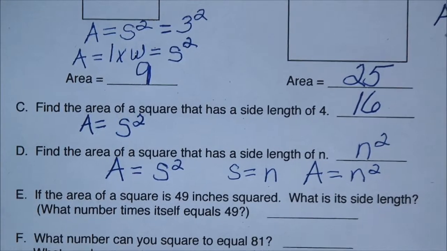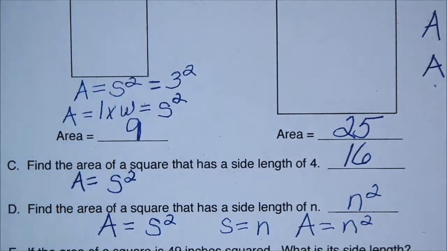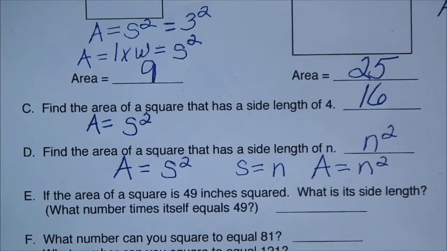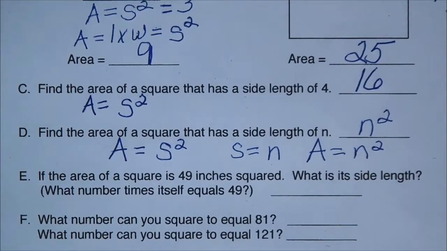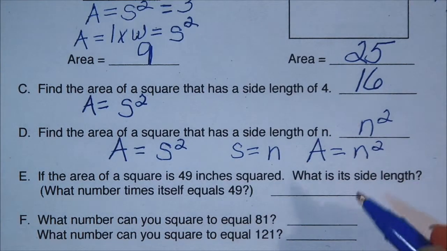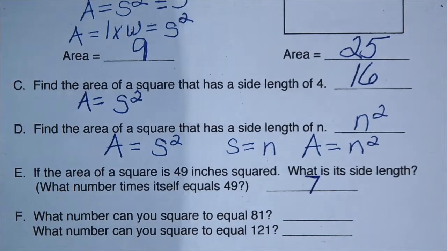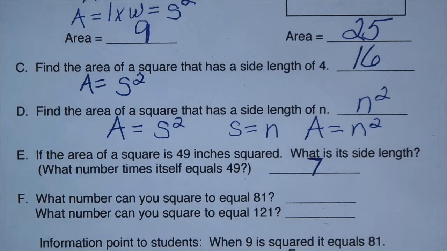Okay, so that's all stuff that we've done, right? Using our area formula and squaring numbers. So let's look at E. If the area of a square is 49 inches squared, what is its side length? 7. Why? Because it's squared. 7 times 7 equals 49, right? So that's the number that fits in there. So 7 times itself equals 49.